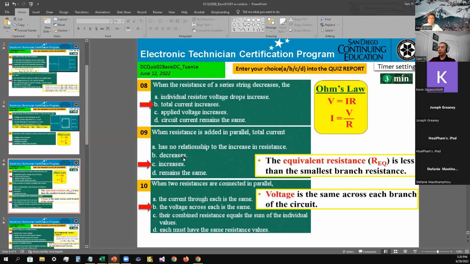Okay, number 10, when two resistances are connected in parallel, the voltage across each is the same. When you measure in parallel, whatever the resistance, the voltage applied is the same to all the resistances. You have only one voltage. So the answer is B as in Bob for number 10. So voltage is the same across each branch of the circuit. That is from the DC fundamental handout.